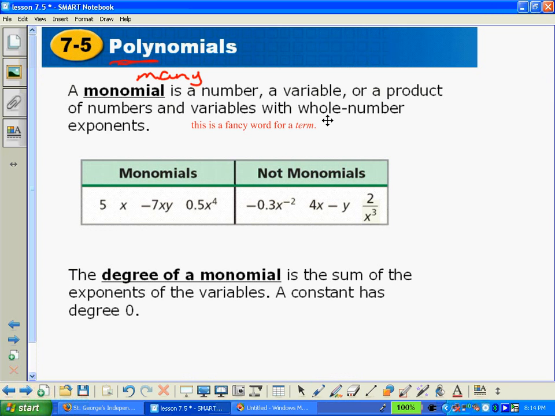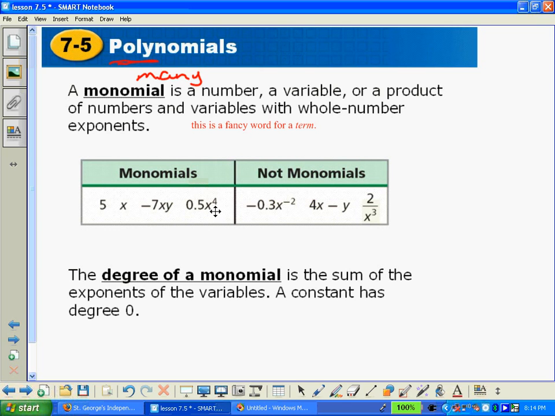And here we have some examples of monomials. 5 is a monomial because it's just a plain number. x is a monomial because it's just a plain letter variable. Negative xy is a monomial because it's a product of numbers and variables. Notice there is no addition, there's no subtraction, there's no division. Monomials would only have multiplication. And then half x to the 4th, that's also a monomial. Just all multiplication.